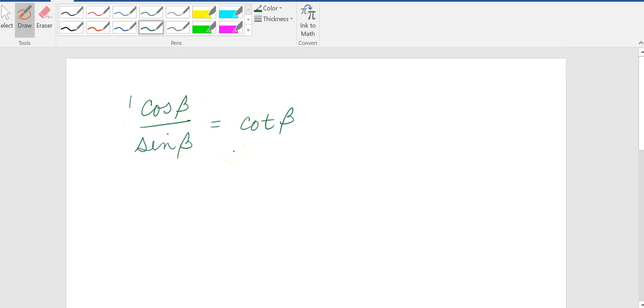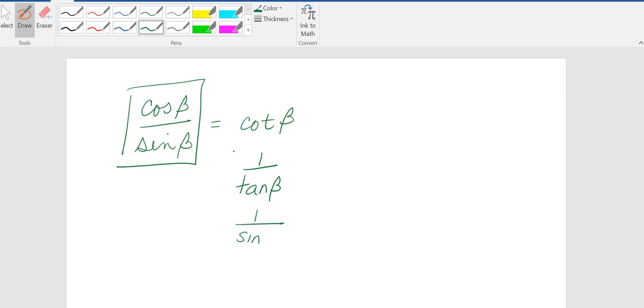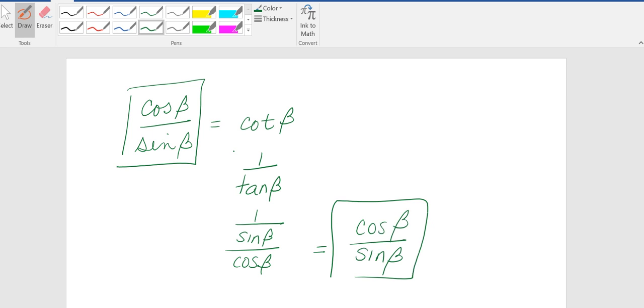Okay, so I would leave the cosine beta and sine beta side the way it is, and I would manipulate this other side here. So I'm going to make this 1 over tan beta, which would be 1 over sine beta over cosine of beta, which is equal to cosine beta over sine beta. And I think that's what he's looking for. It's a little hard because that's one of the direct reciprocal functions that we know.